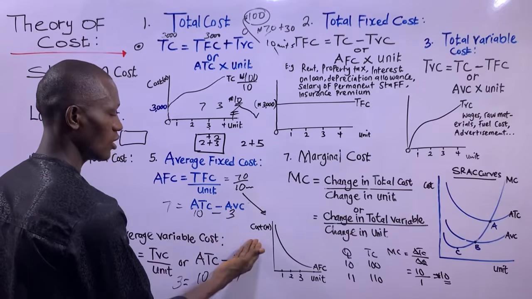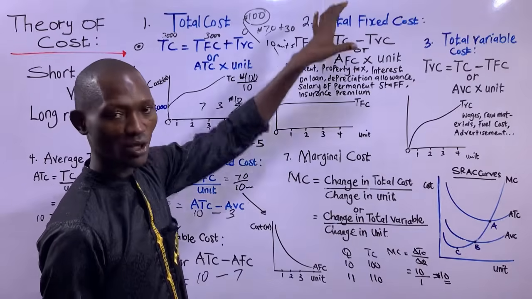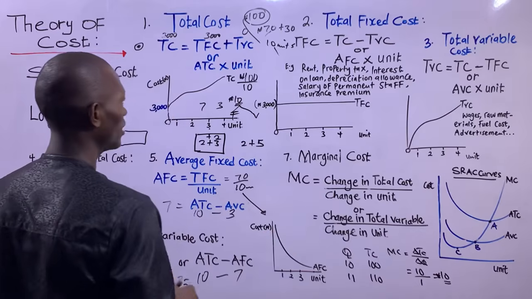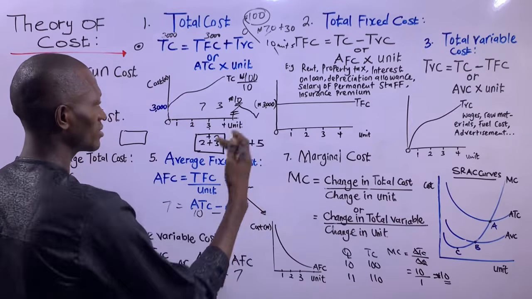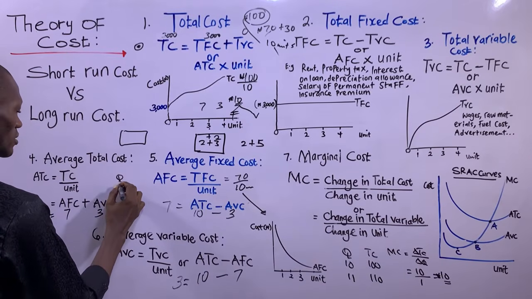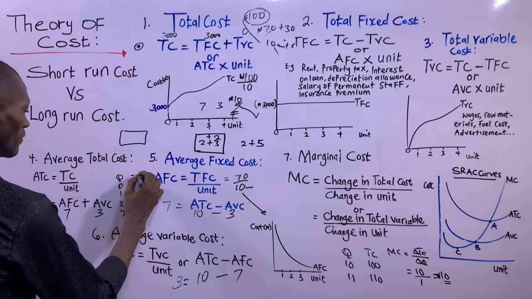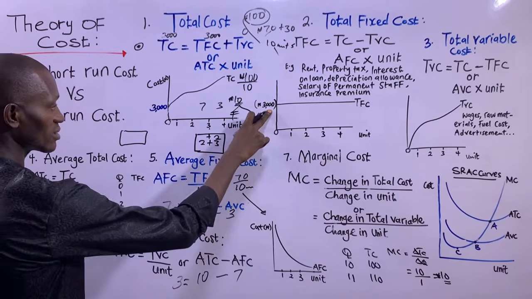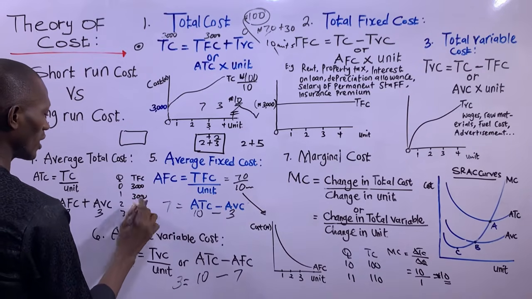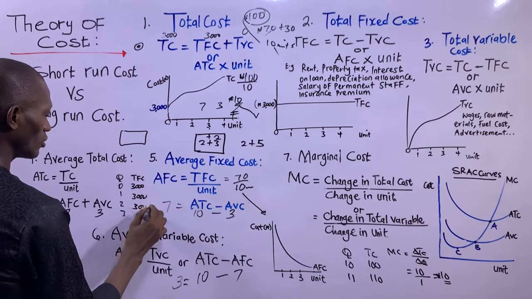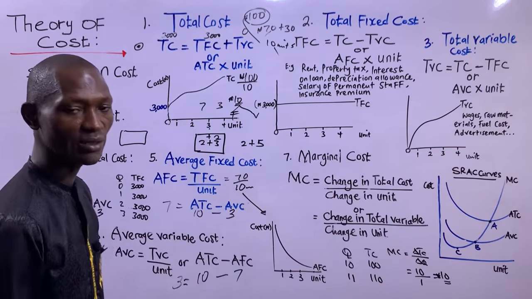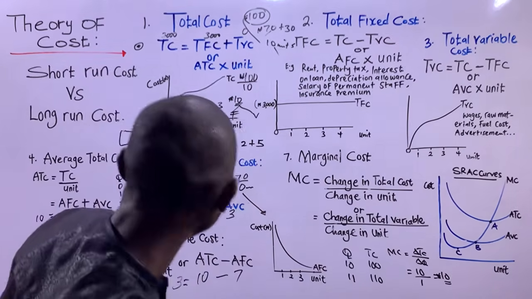So average fixed cost, like I said, total fixed cost is constant in total. It remains equal in total. That means if the rent is 3,000, this is what we mean. If the rent is 3,000, quantity 0, 1, 2, 3, total fixed cost is constant in total. That's 3,000 all through. So total fixed cost is constant in total, but varies per unit. And this is what we mean by varies per unit.